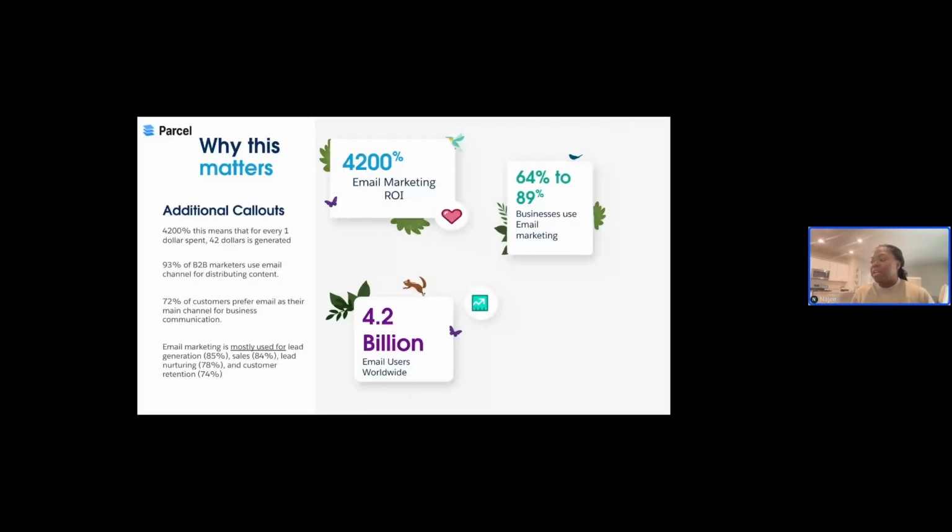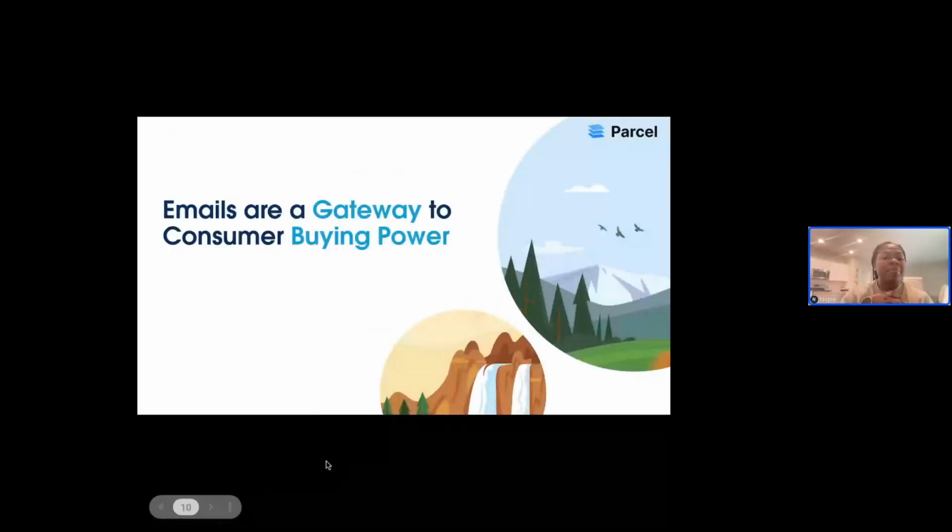650 million to roughly 1/4 of people in the United States have some form of a temporary or even permanent disability. So we are losing billions and billions of dollars. All right. So I say all this to say that emails are a gateway to consumer buying power.